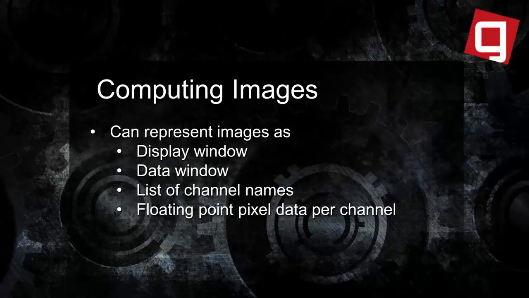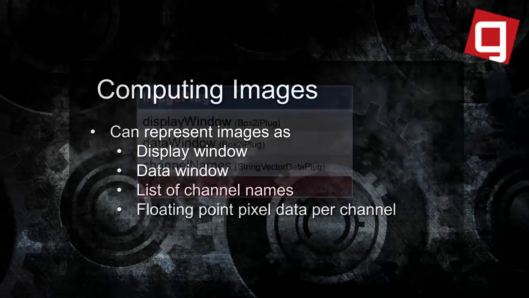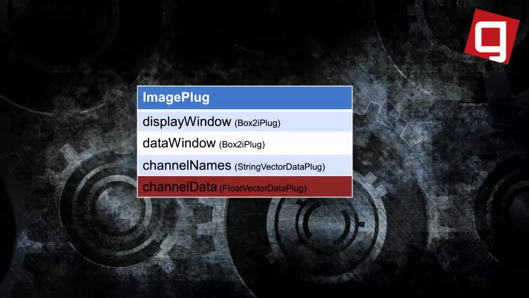So for images, we can break the image down into having a display window, which is the full size of the image, the data window, which is where there's actually useful information, the channel names we have, and floating point data per channel, per pixel. Which is basically just the way OpenEXR represents images. And then we represent this in Gaffer with a compound plug, which is a plug with children. And there's a child for each of those things, so each of those things can be computed individually.